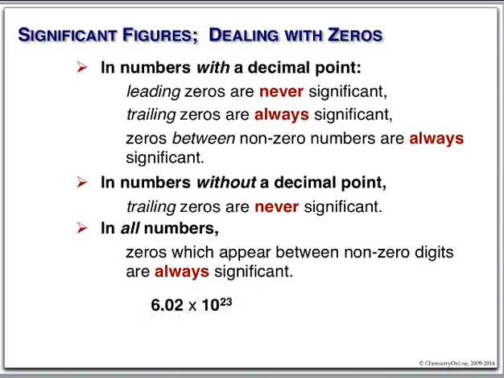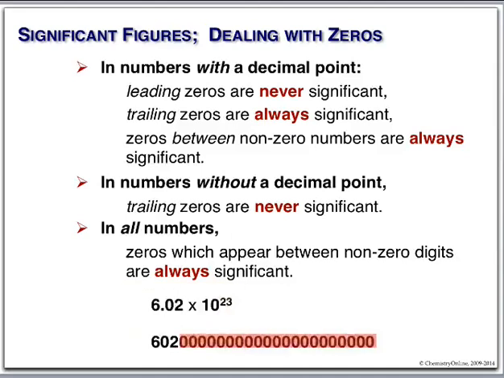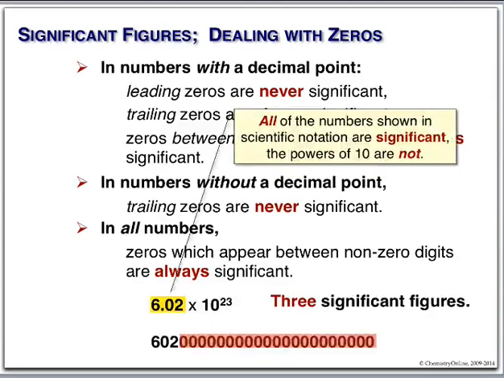6.02 times 10 to the 23rd. Well, here's a number written in scientific notation, right? What this number really is this. Now it has no decimal, does it? So that means that all of these go away. This is in between real things, so this has three significant figures. Whenever you have a number written in scientific notation, the coefficient contains all of the significant figures. All the significant figures go into the coefficient. Doesn't matter if it has 12 of them. You would put 12 digits in your coefficient.